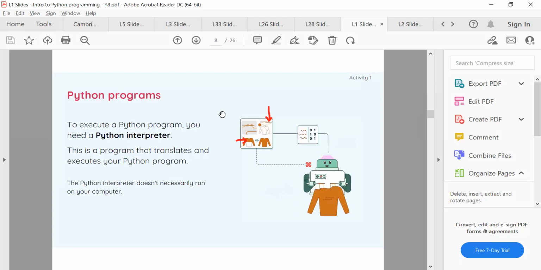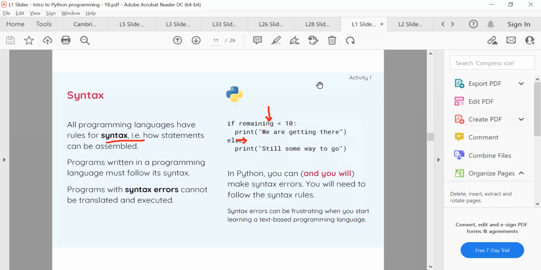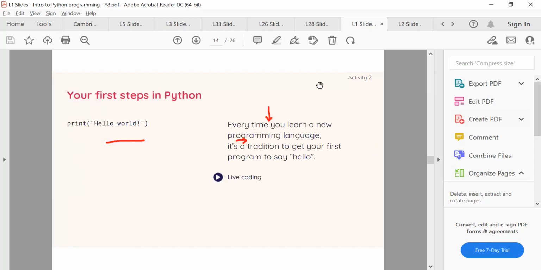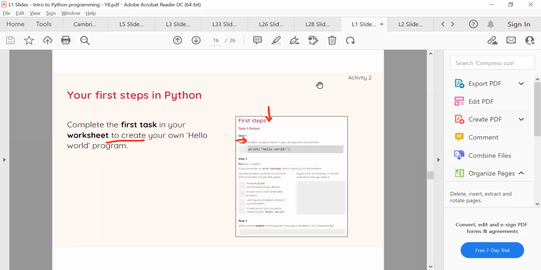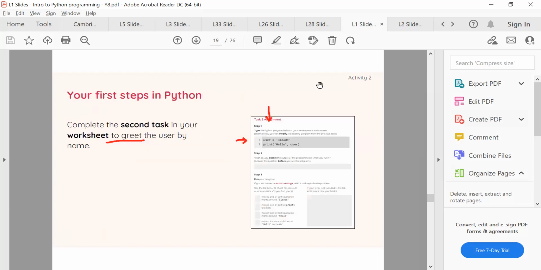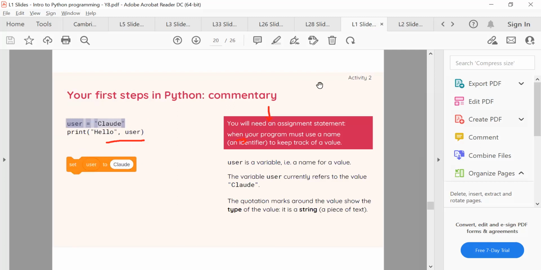Now, as we said before, Python uses an interpreter. Okay, and let me have a look here. We talked about pair programming. We talked about hello world.